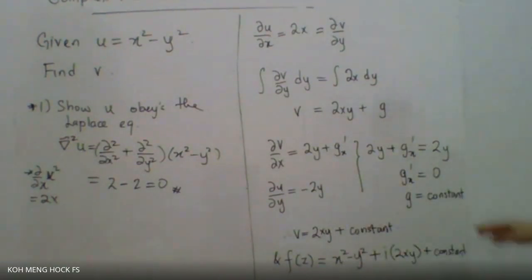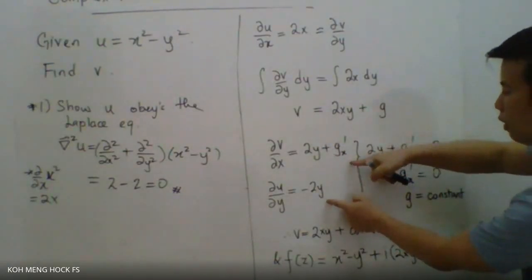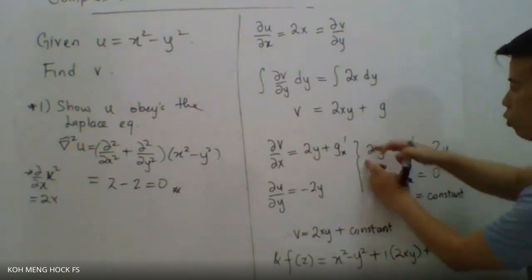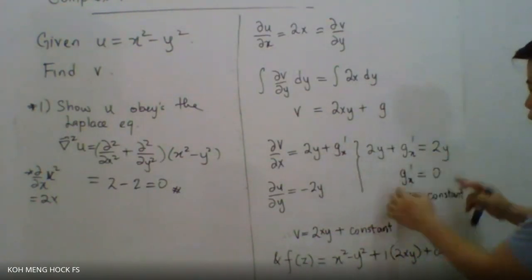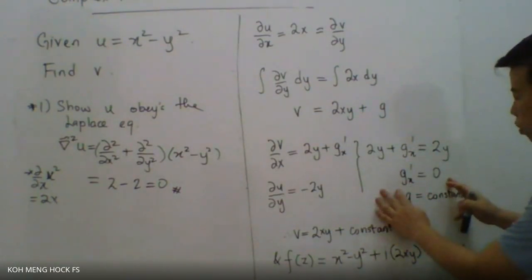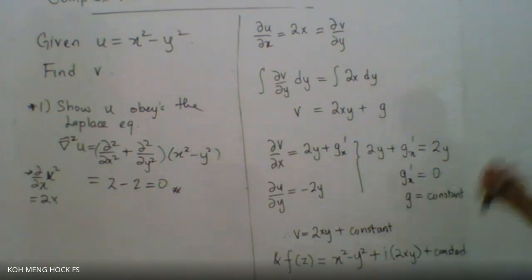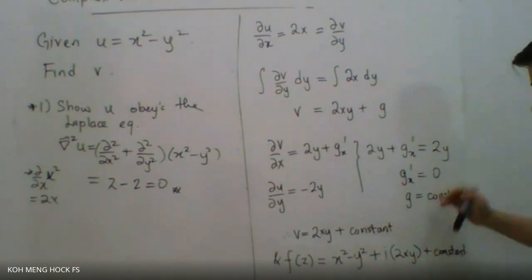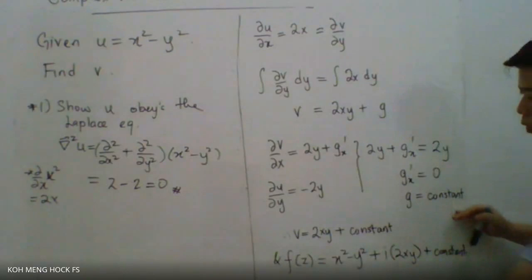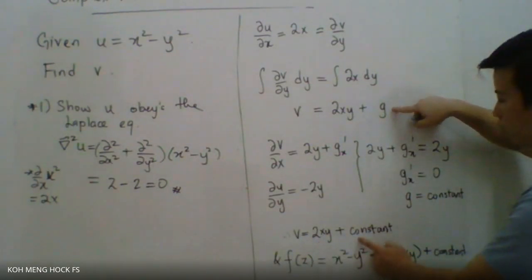Okay, right. So now you remember you have to equate them, but don't forget about the negative sign. When you put in the negative, this is going to be 2y only. So you have 2y plus g prime equals 2y. This one and this one cancel, so g prime is equal to 0. It means that when the derivative of a function is equal to 0, g is a constant. So since g is a constant, my v is equal to 2xy plus a constant. Okay, so this is the answer.